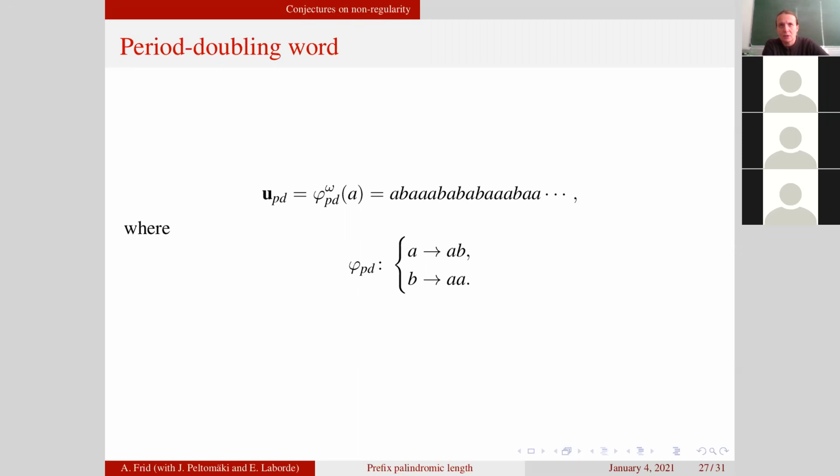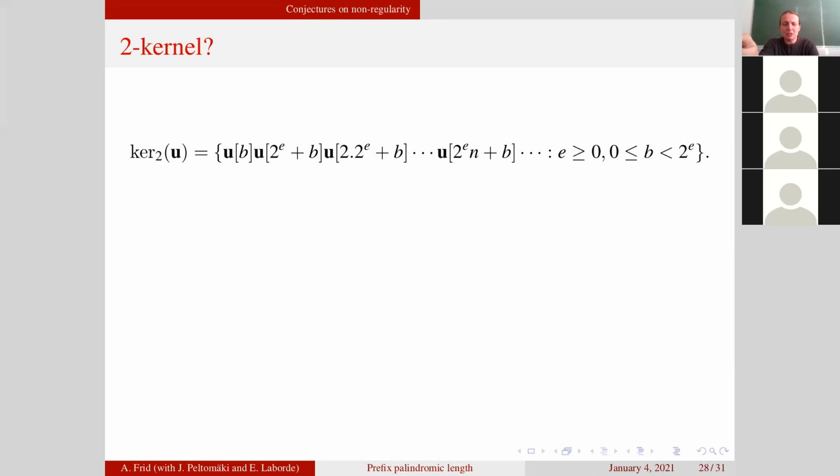And for the supremum, there are upper and lower bounds, and they both are logarithmic. So there is no doubt that it is something of more or less predictable growth. But on the other hand, I'm nearly sure that the prefix palindromic length is not too regular, and thus its first differences are not too automatic. So let us consider the 2-kernel of this word. The 2-kernel is just the set of arithmetic subsequences with the difference a power of 2, and starting more or less from the beginning. So the first letter is numbered between 0 and the considered power of 2.